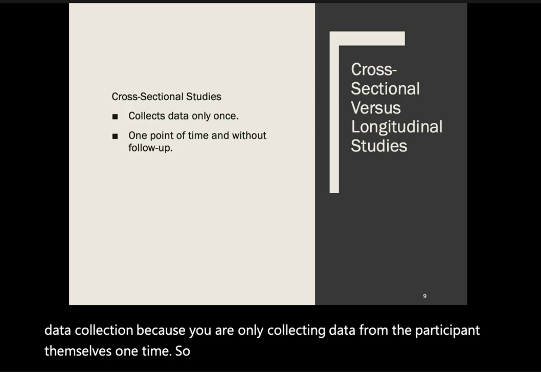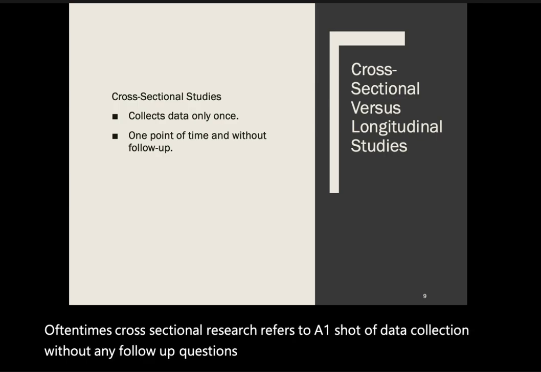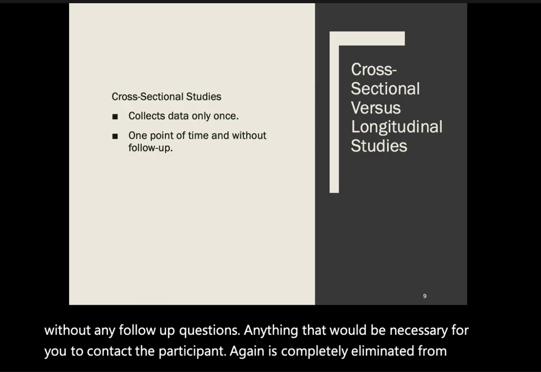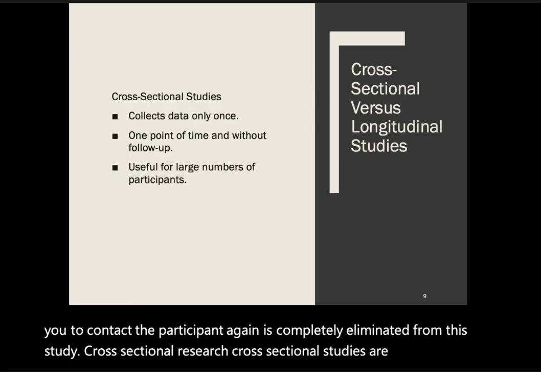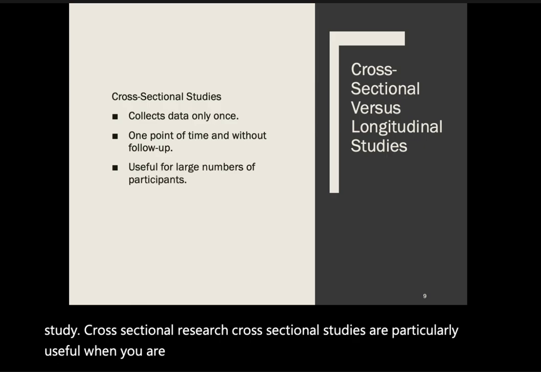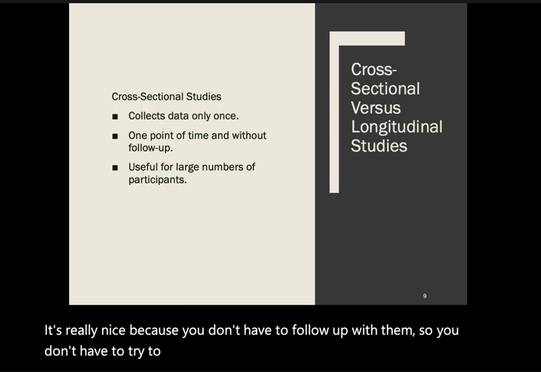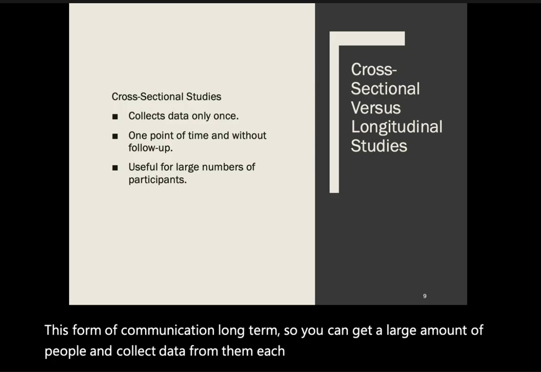So oftentimes, cross-sectional research refers to a one shot of data collection without any follow-up questions. Anything that would be necessary for you to contact the participant again is completely eliminated from this study. Cross-sectional studies are particularly useful when you are collecting data from a large number of participants. It's really nice because you don't have to follow up with them. So you don't have to try to manage this form of communication long term. So you can get a large amount of people and collect data from them each once and then move on.